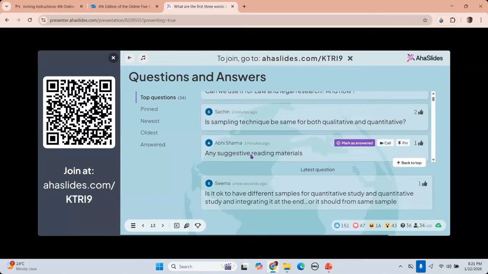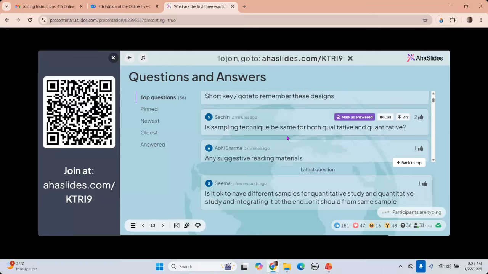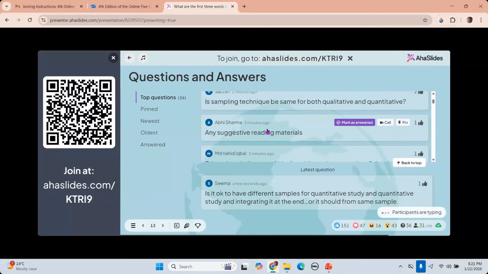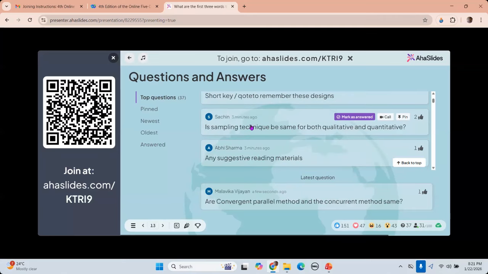Any suggested reading materials, Abhi Sharma? I'm not sure when you registered for the program. Those who registered today till 3:30 or 4 o'clock already got the Google Drive link for the day one session. I have given the reading material. So again, same question, Abhi Sharma, have it.